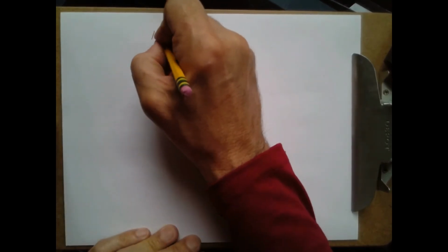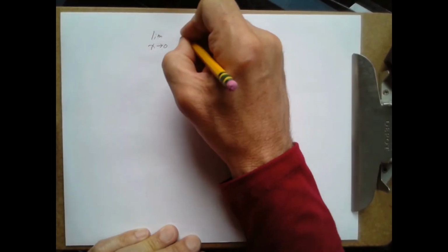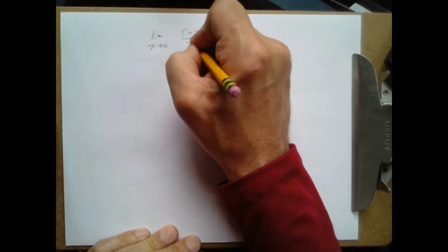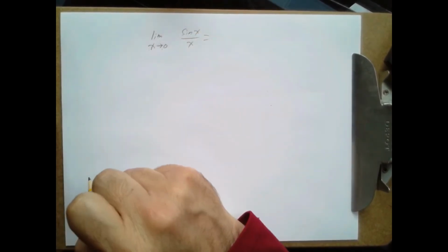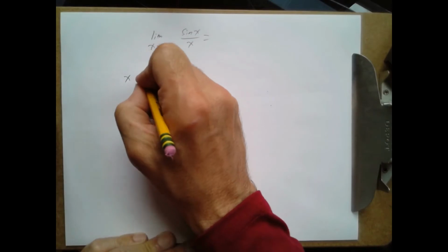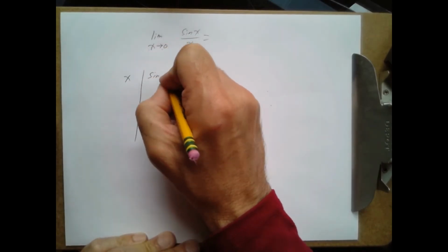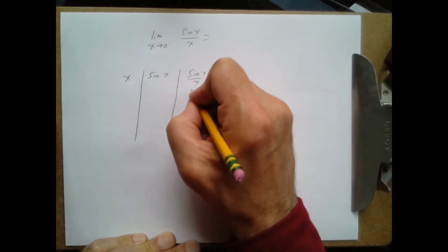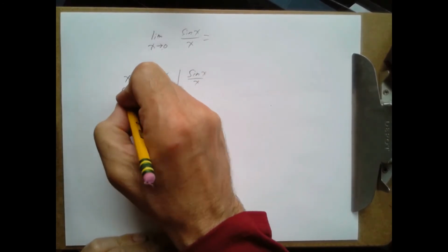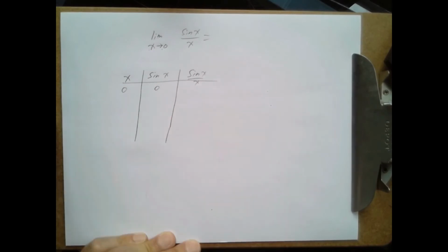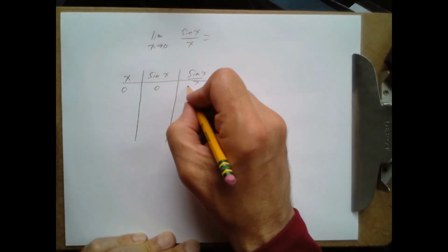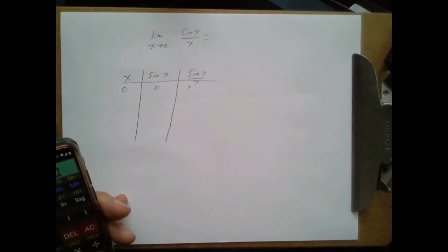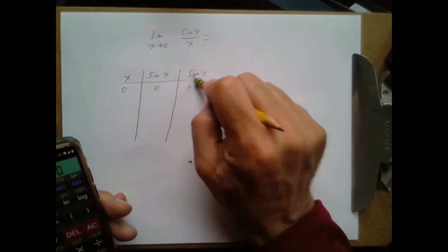Alright, so let's look at a slightly more interesting example. Let's look at the limit as x approaches 0 of sine x over x. And we can make a table. We can show x, we can show sine of x, and then we can show sine of x over x. Now if we set x equal to 0, we know the sine of 0 is 0, and this is going to be 0 over 0. We can't do that. We're told we can't divide 0 by 0. So that's not going to be helpful.